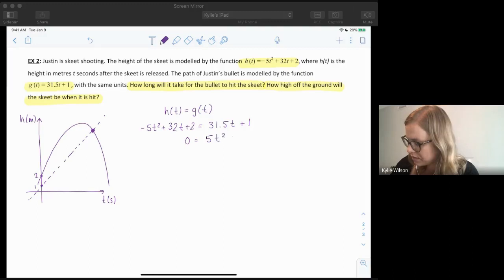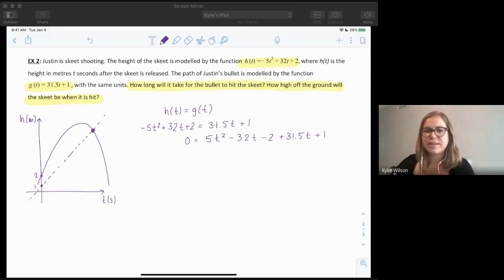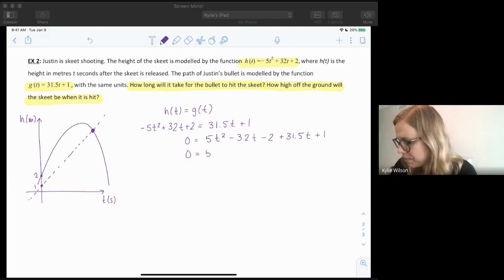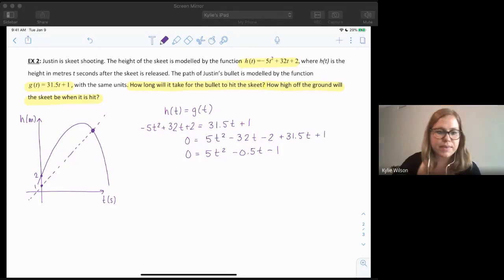And minus 32t minus 2 plus 31.5t plus 1, like this. And now I can collect some like terms here. There we go. And now it's up to you. You can try to factor this, or we can use the quadratic formula. I'm going to use the quadratic formula here.